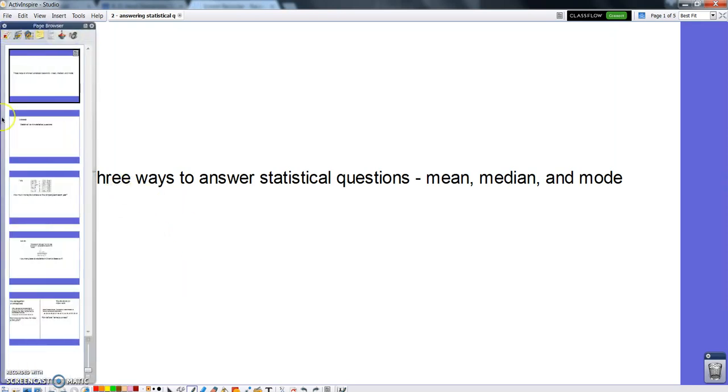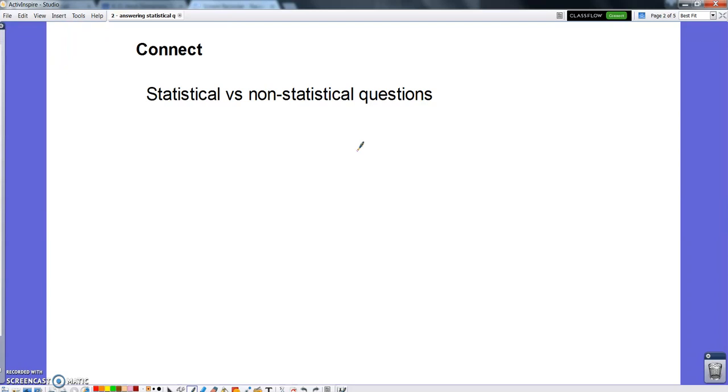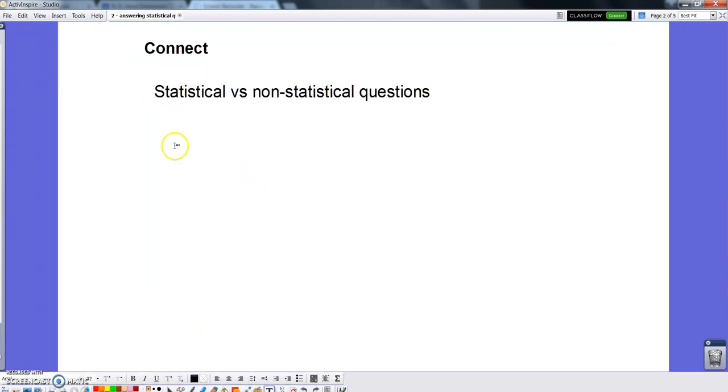Alright, so we talked yesterday about statistical and non-statistical questions. A non-statistical question is what you're used to in math, something with a clear numerical answer, like how tall is Dr. Dobler? There is an answer to that question. I'm an exact number of feet and inches tall, and that question can be answered with just a number.